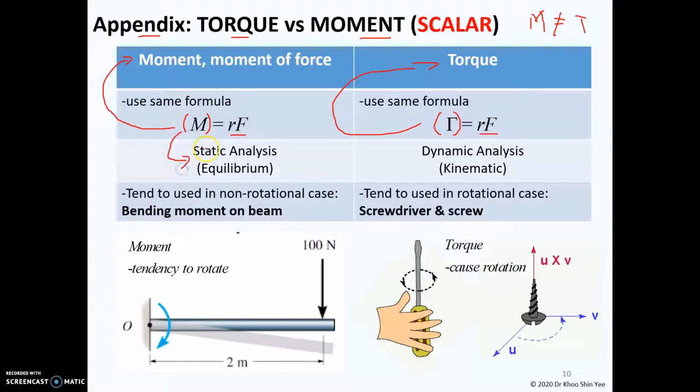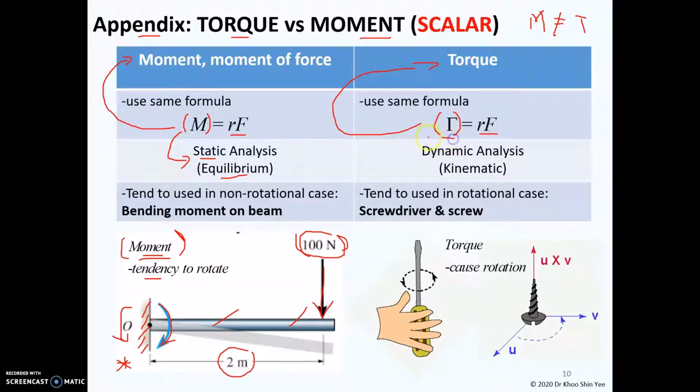Moment is used in the static analysis where the structure is in equilibrium. For example, in this case, you can see there is one cantilever beam under a force of 100 Newton at the tip here. Force multiplied by the distance here gives you the moment. So if you have the force in this direction, the structure tends to rotate in this direction. This rotation tendency is due to the moment. However, in actual, it's just a tendency. There is no rotation happening in actual because the beam is fixed, where we have the counter reaction moment here. So the beam does not rotate due to the moment in this static case.